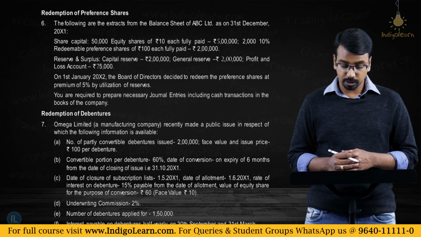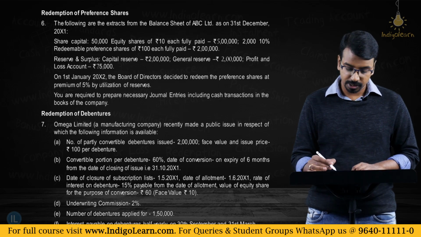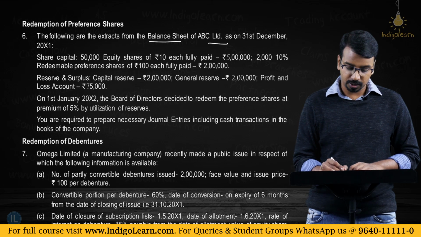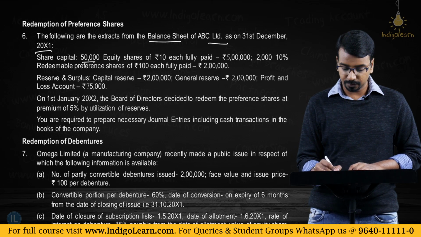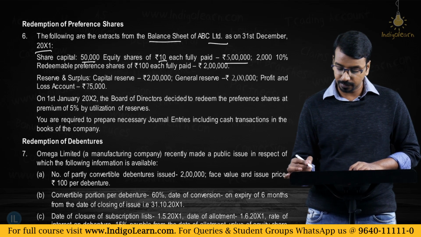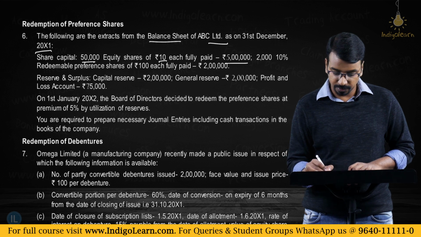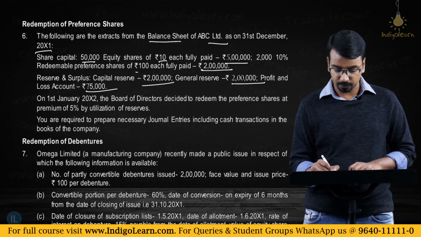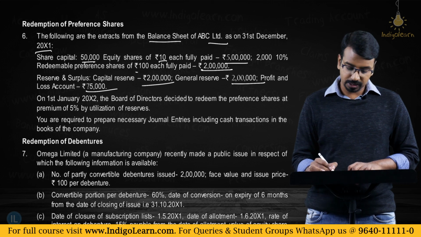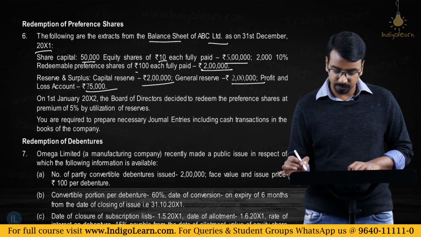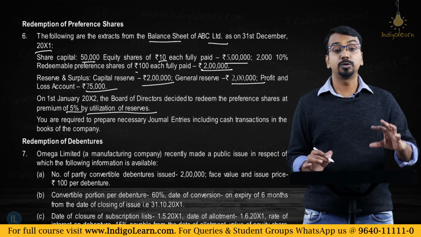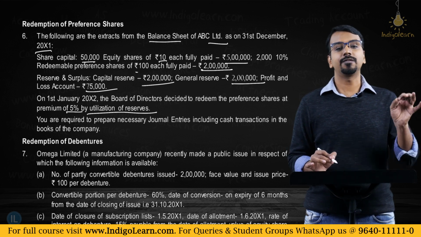Let's look at the next question, which is on redemption of preference shares. The following are the extracts from the balance sheet of ABC Limited as on 31st December of year 1. Share capital 50,000 equity shares of 10, 5 lakhs. Then redeemable preference shares 2 lakhs. Reserve and surplus, capital reserve, general reserve, profit and loss account. And on 1st January, the board of directors decided to redeem the preference shares at a premium of 5% by utilization of reserves, which means they are not making any fresh issue.